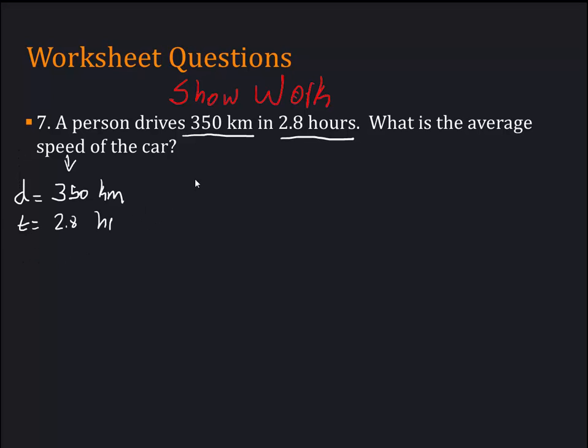The next part of your work is to figure out what we're trying to get and how to get there. We want speed. So we need the equation that relates speed, distance, and time. Well, by definition, speed is distance divided by time.